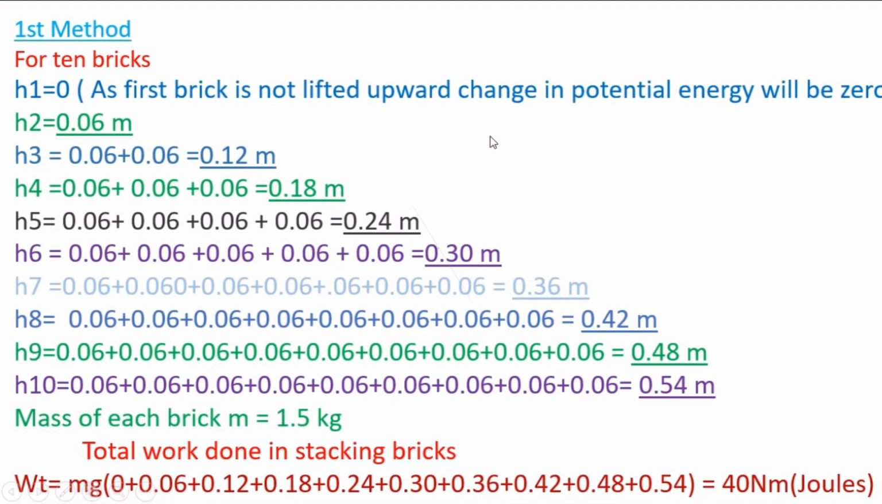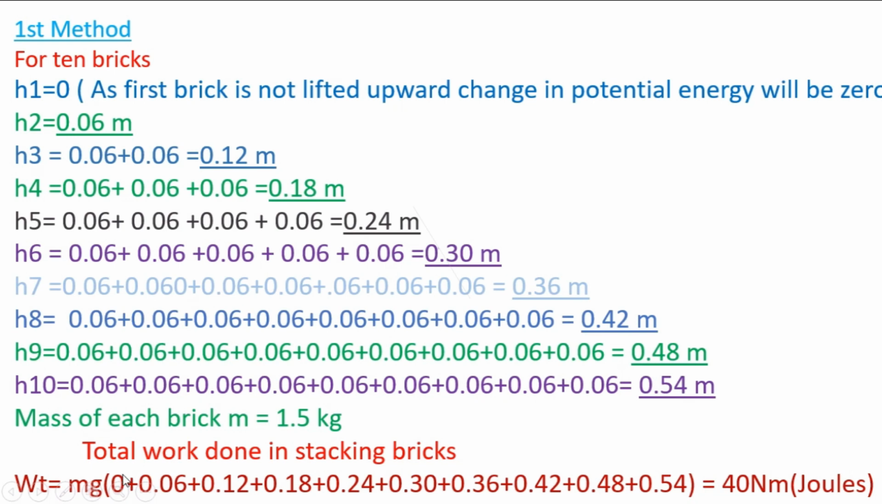Now we will apply the work energy principle, or work done in gravitational field. Here the first method is presented. We can see that the first brick is not uplifted, so the change in height for that will be 0. For the second brick, the change will be equal to the thickness of the first brick. For the third brick, it will be equal to the total thickness of 2 bricks by which it is uplifted. Similarly for the 4th, 5th, and 6th up to the 10th brick.